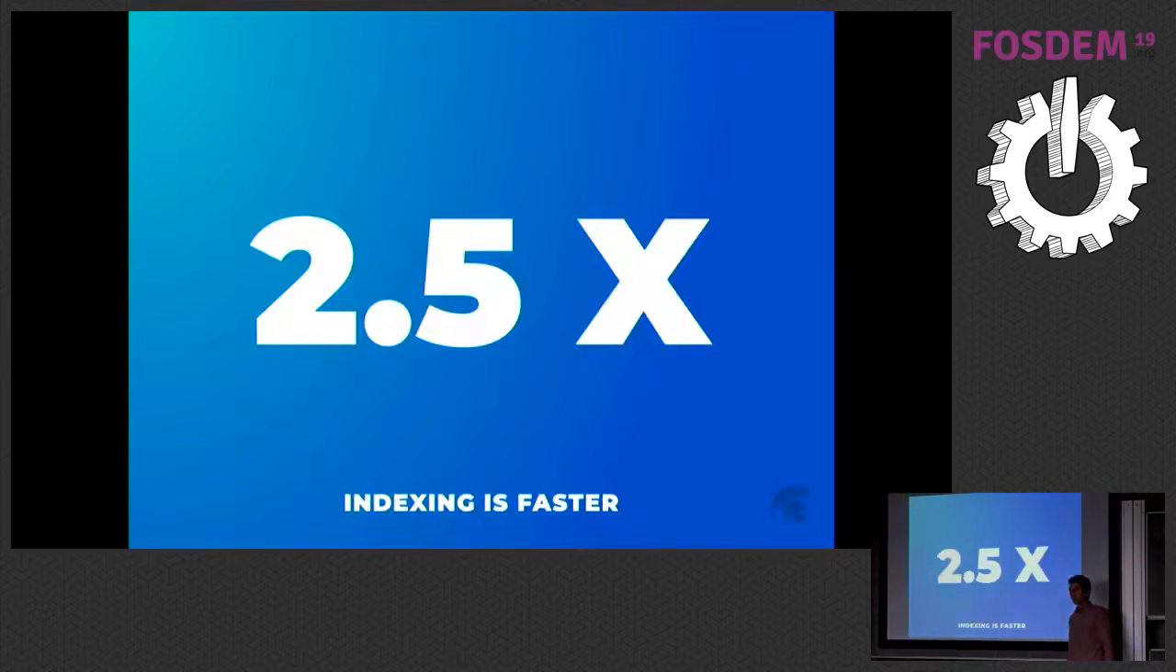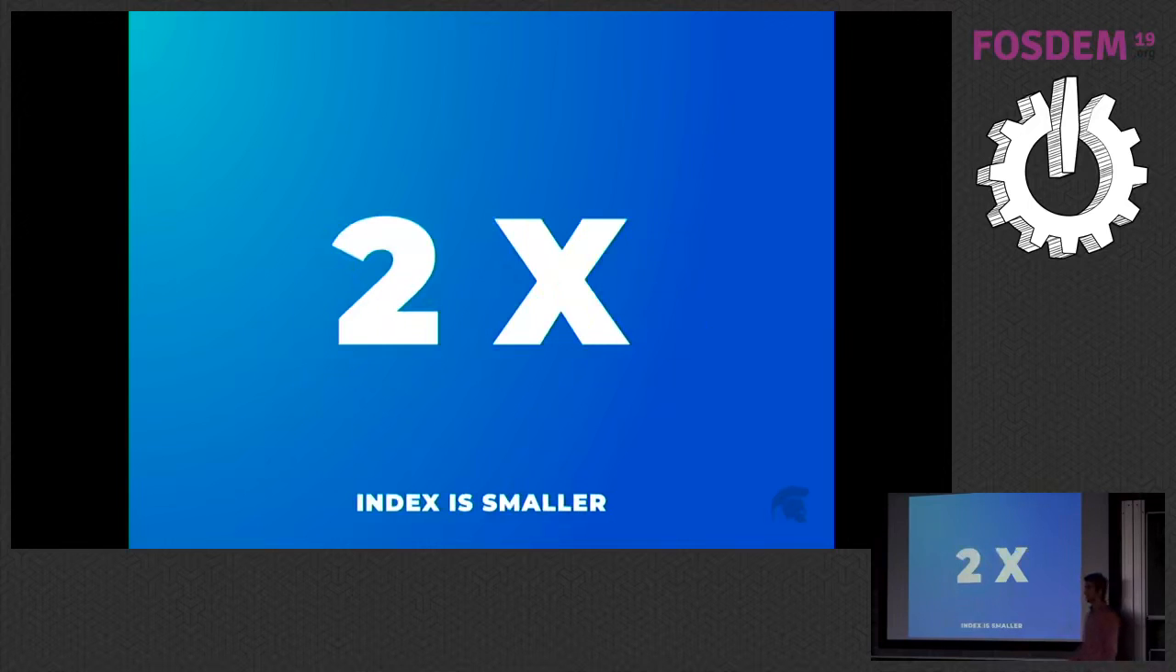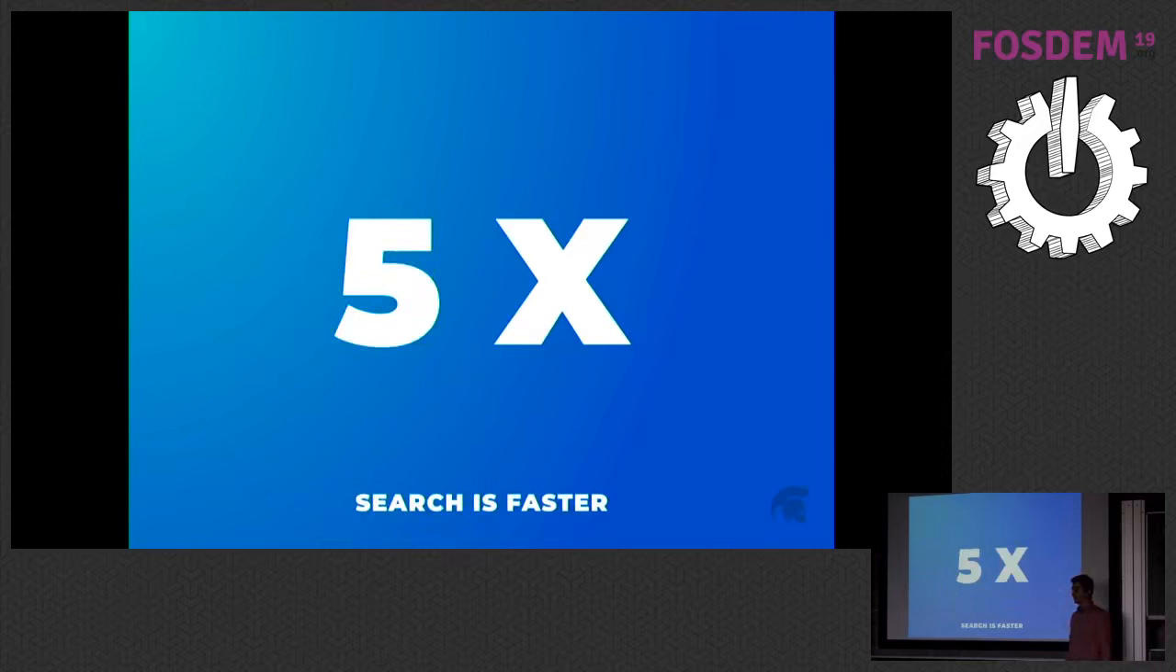Indexing is now 2.5 times faster, which means when you set up Jira from a backup or when you need to reindex because you changed the configuration in a major way, you get shorter downtime. And also you need less infrastructure to run Jira, which means you need to pay less money for your hardware. Then the index is twice smaller, so you need less disk space. And search is 5 times faster.